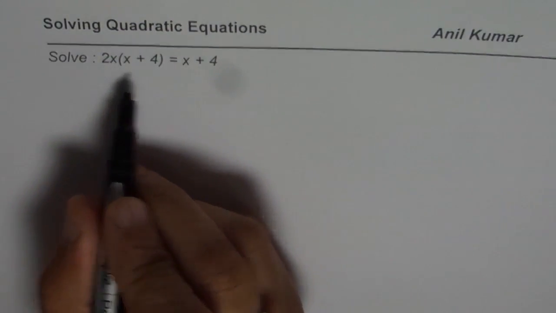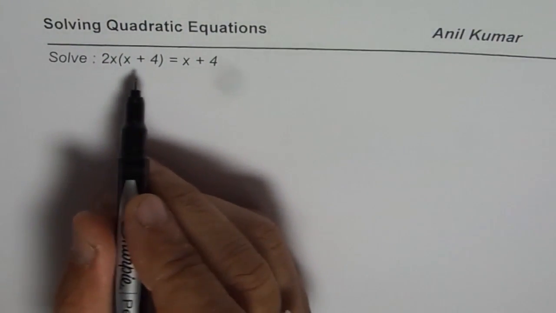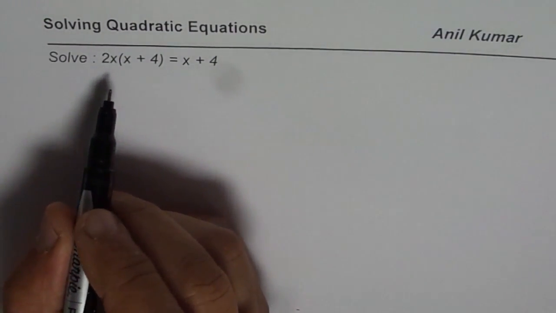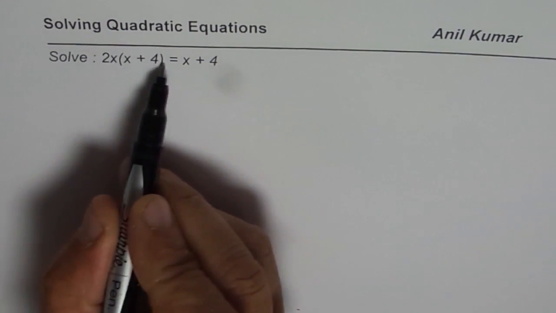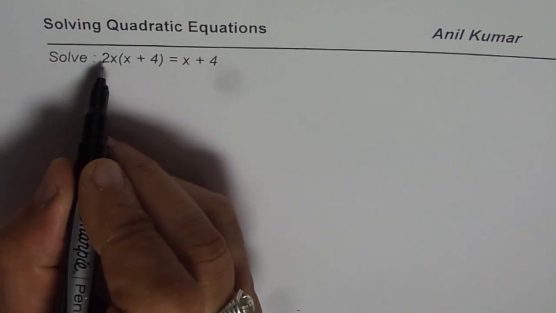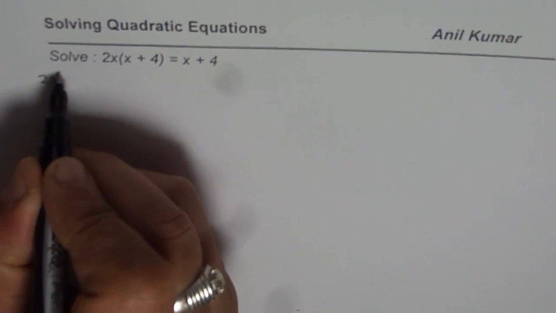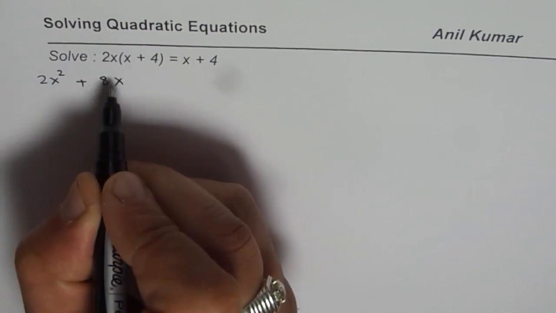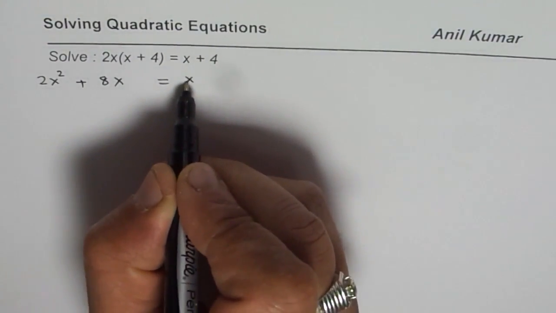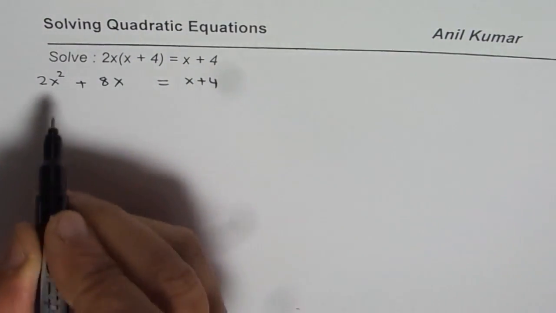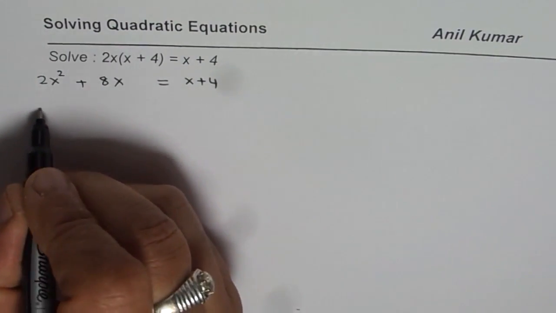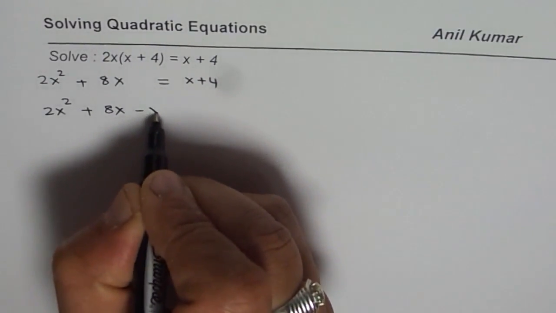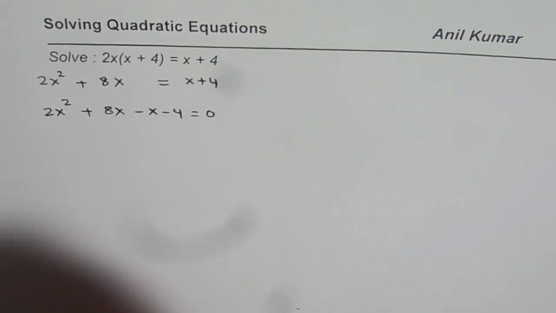Now to solve such equations, what we can do is expand, bring all the terms together, simplify and then solve, right? So let us do that. 2x times (x plus 4) we'll expand by applying the distributive property. 2x times x will be 2x squared, plus 2x times 4 will be 8x, right? So we get 2x squared plus 8x equals x plus 4. Now we can bring the terms together on the left side. So we have 2x squared plus 8x minus x minus 4 equals 0.